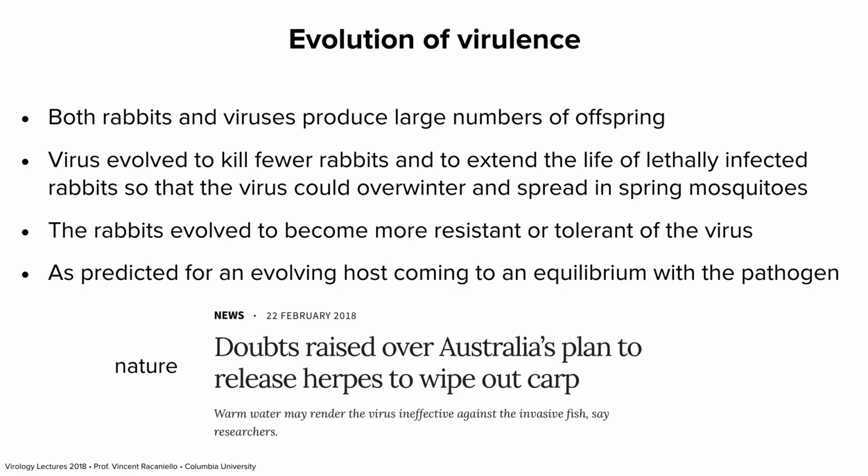Now, just as a side note here, Australia seems to not learn lessons because a few years ago they wanted to use herpes virus to wipe out carp. So a number of years ago, they imported carp to grow in fisheries. They had a flood and the carp got out into the rivers and they overgrew, and the rivers are full of carp and they don't like this. So they want to kill them with a herpes virus. But now they're saying that it may not work. And I would bet that if they tried it, it wouldn't work anyway, despite their prediction.